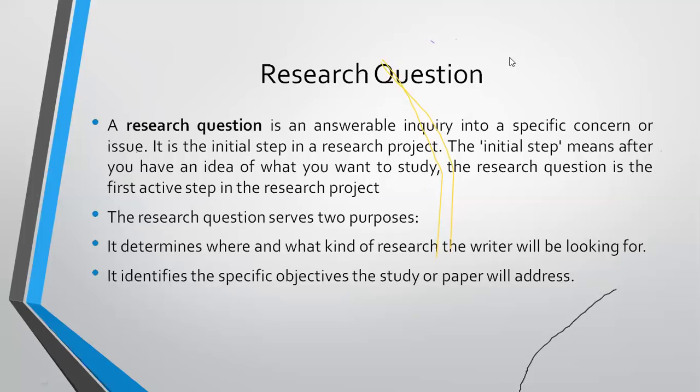The research question serves two purposes. It helps to determine where and what kind of research the writer will be looking for. It also helps to identify the specific objectives or what the paper will address. Many people usually make the mistake of putting research question and research objective together. They are two different things entirely.